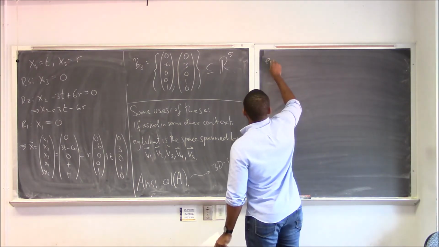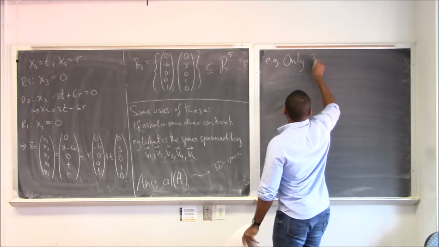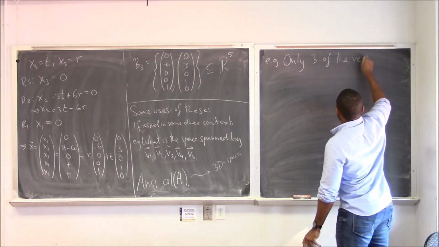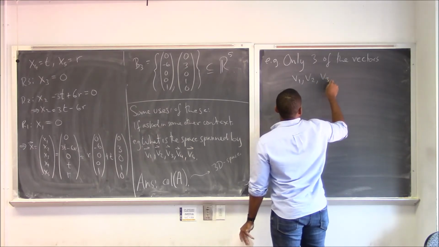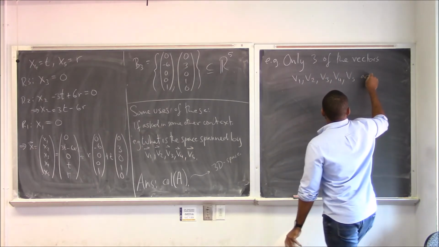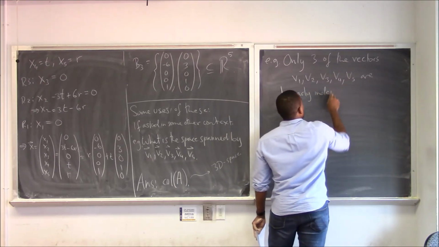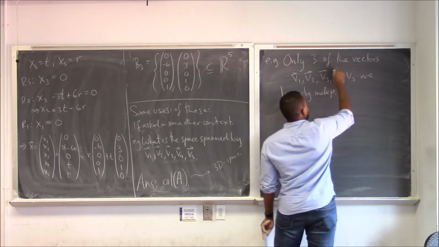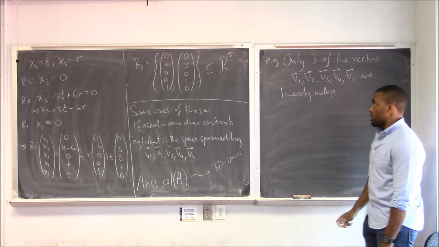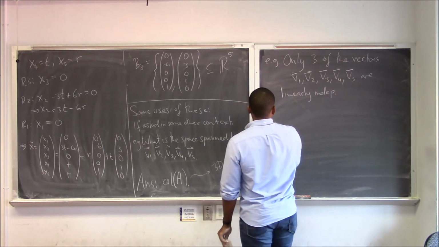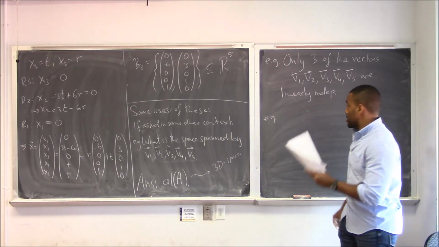So another thing you can know is that only 3 of the vectors v1, v2, v3, v4, v5 are linearly independent. There are 2 dependent ones. So if you went through and found all these, you would be able to know how many of these vectors are linearly independent. And on top of that, you can actually find out the relationship to know which is the dependent vector.